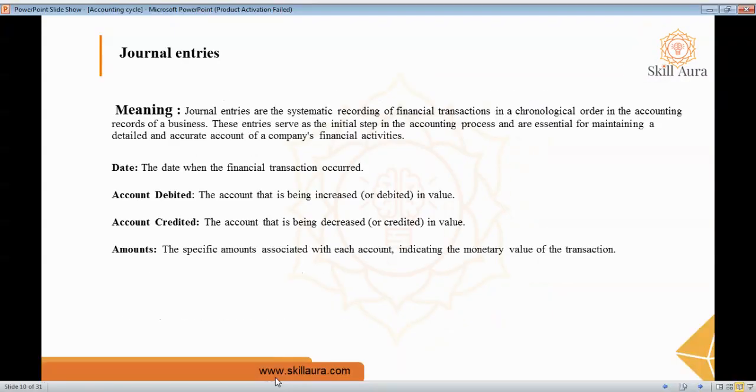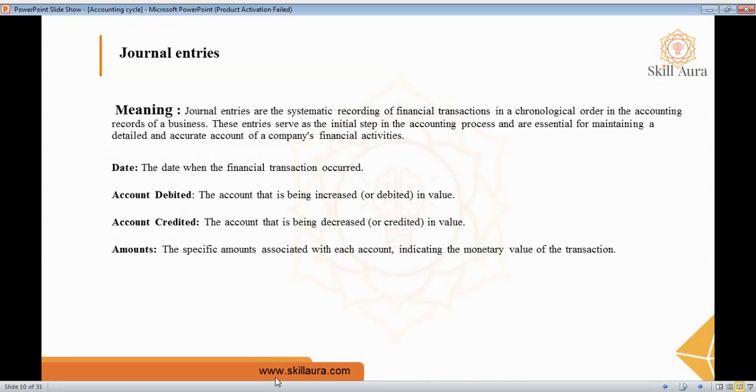Let's understand deeper into it. Here, let's understand the meaning of it. Journal entries are a systematic record of financial transactions in chronological order in the accounting records of the business. These entries serve as the initial step in the accounting process and are very important for maintaining a detailed and accurate account of company financial activity.